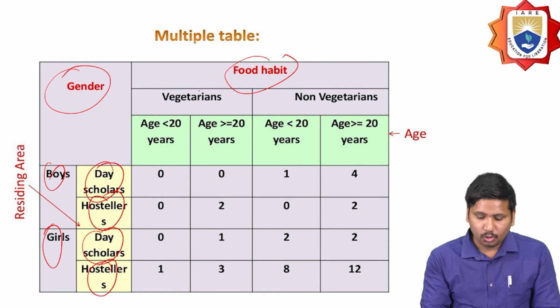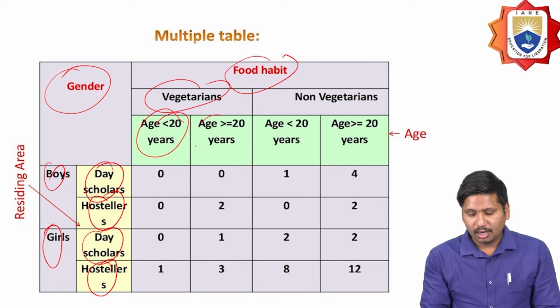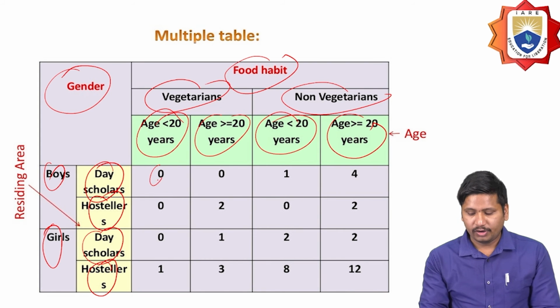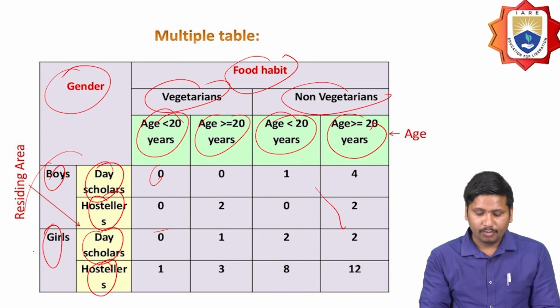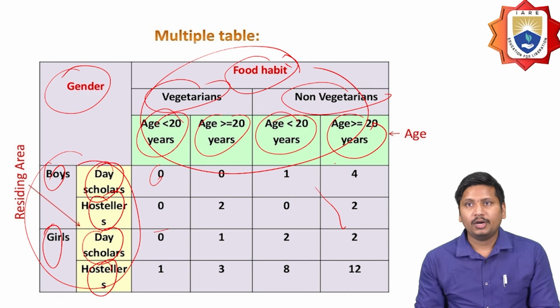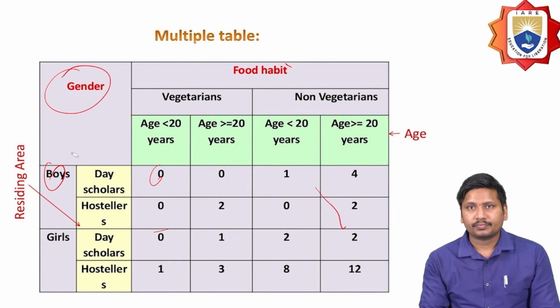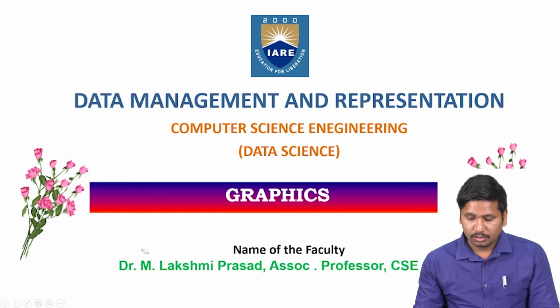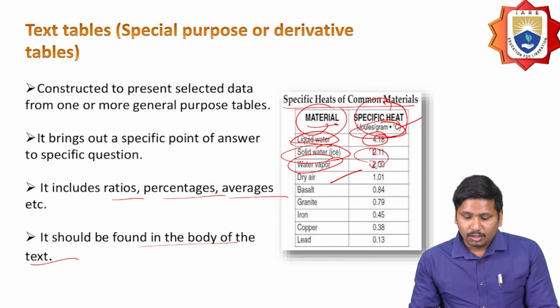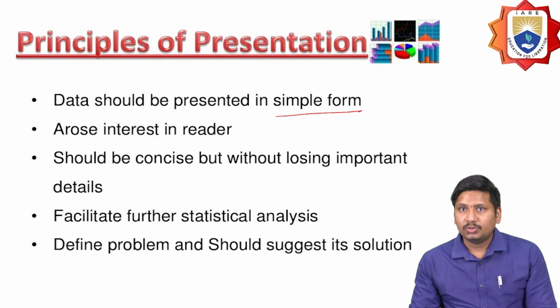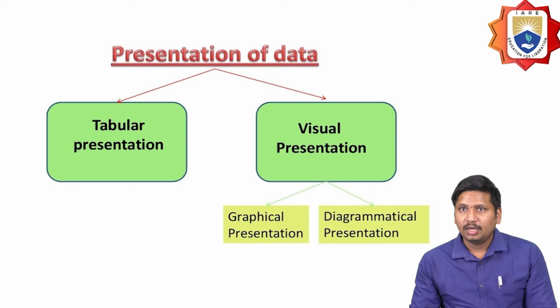Again the column is also going to be divided into categories, less than 20 and greater than 20, and non-vegetarians should also be less than 20 and greater than 20. So the fields I can fill. So this type of specification is called multiple tables, right? So that should be about the tables and what are the various rules to be followed while presenting tables.